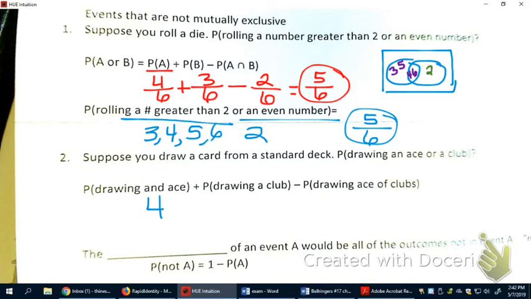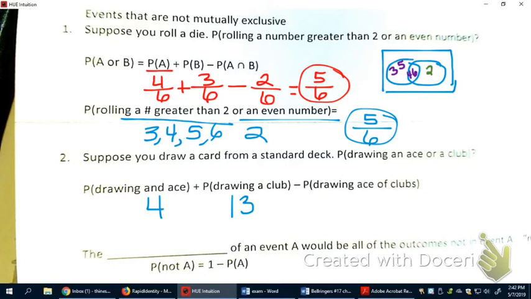13. How many aces and clubs do we have that are the same? Okay, the aces that are listed here: clubs, spades, diamonds, and hearts. That's my 4 aces. Okay. Clubs are all the numbers including an ace.